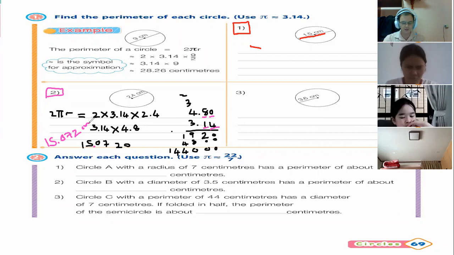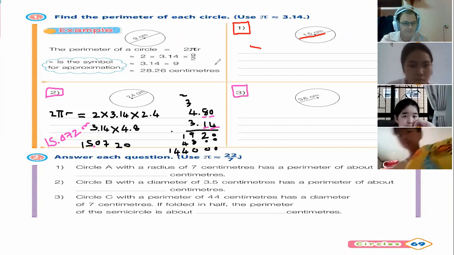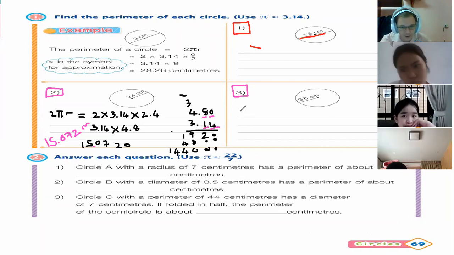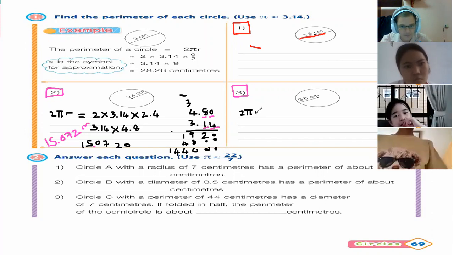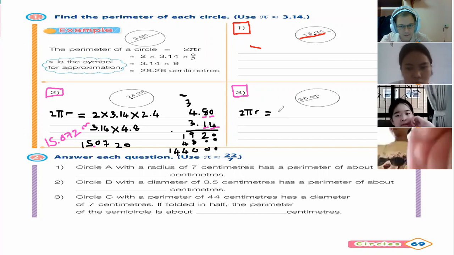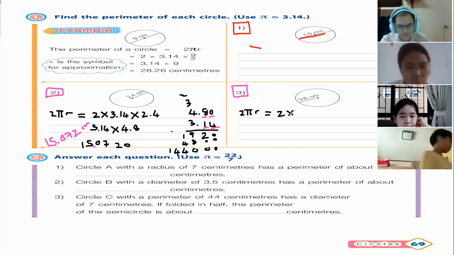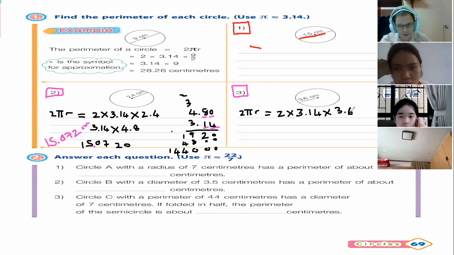So the last one, let's quickly do the last one as well. Tell me what is the formula? Number 3 over here. Give me the formula there, please. 2 pi r, excellent. And that's going to equal 2 multiplied by 3.14 and multiplied by 3.6.